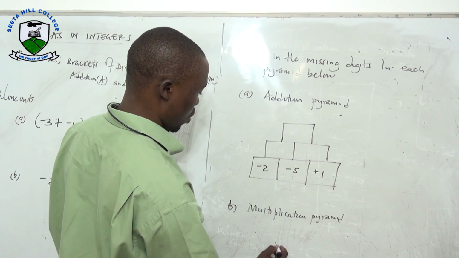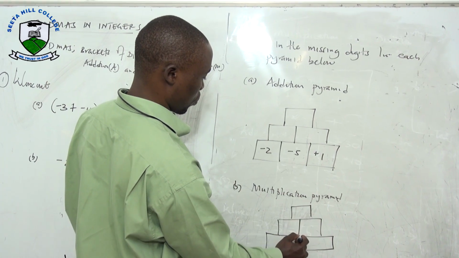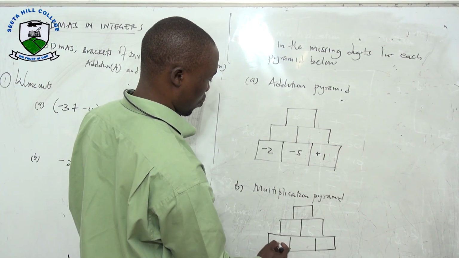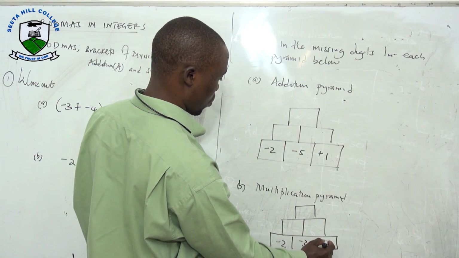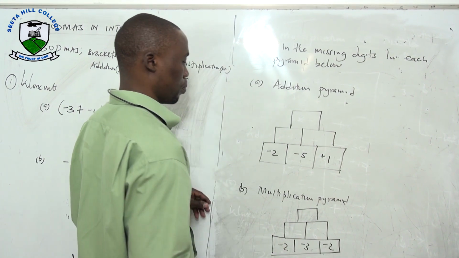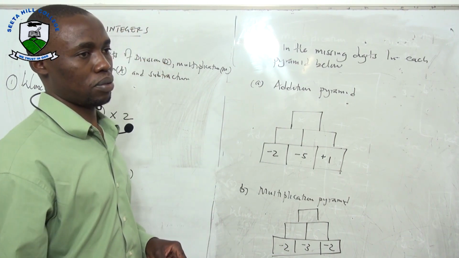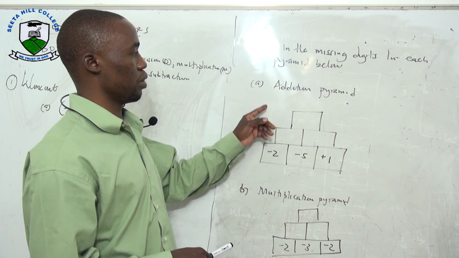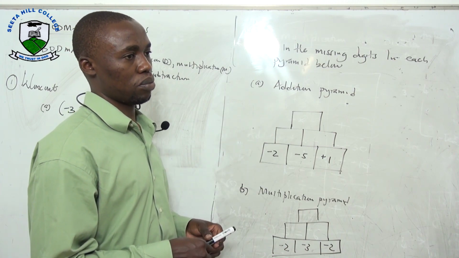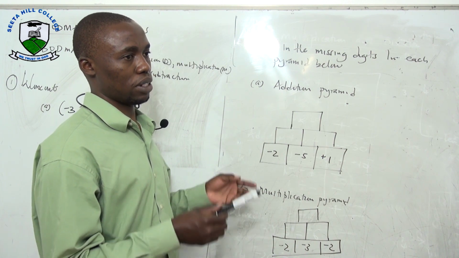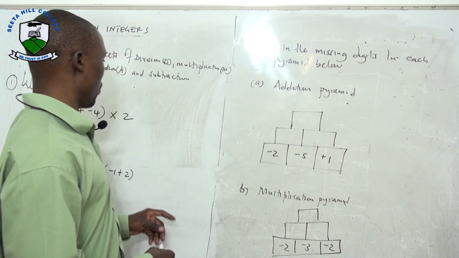Do you see the concept displayed here? I don't know whether you understand these pyramids. This is for addition: you add as you go up. This is for multiplication: you multiply as you go up.